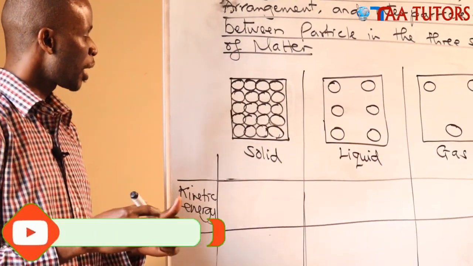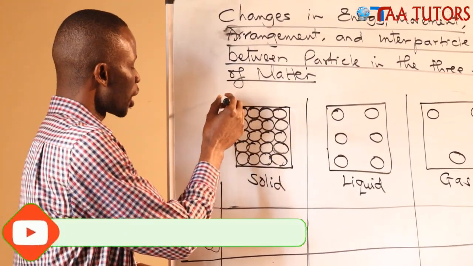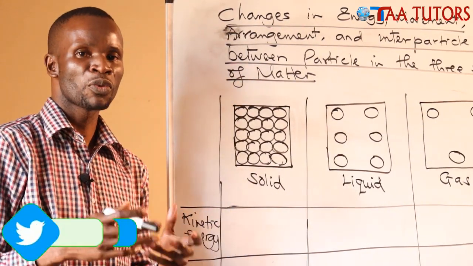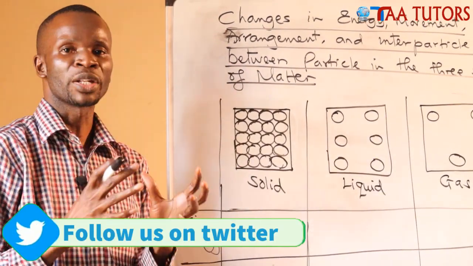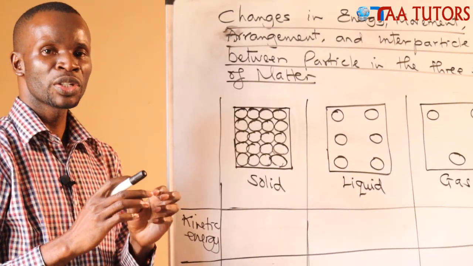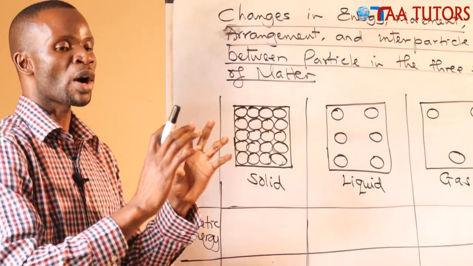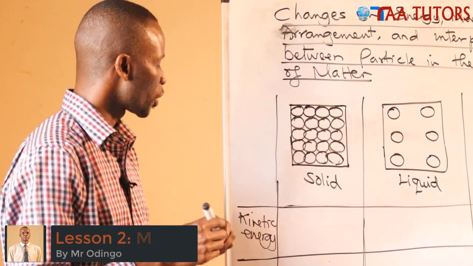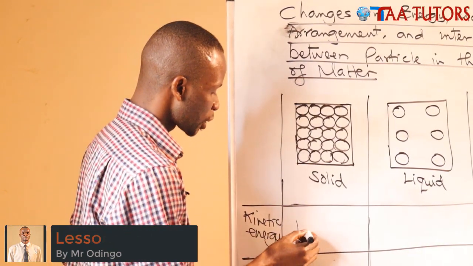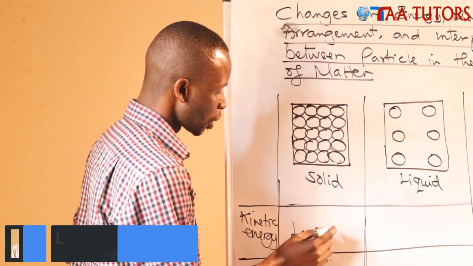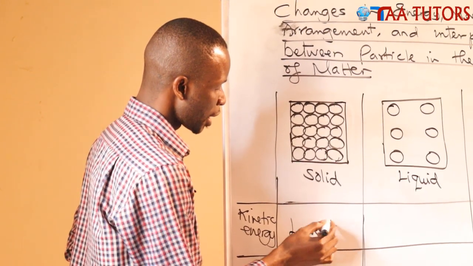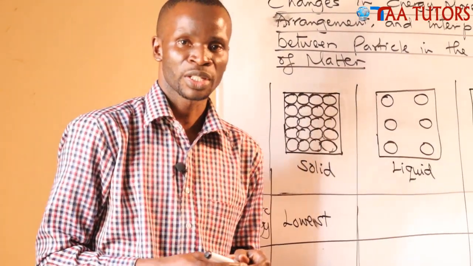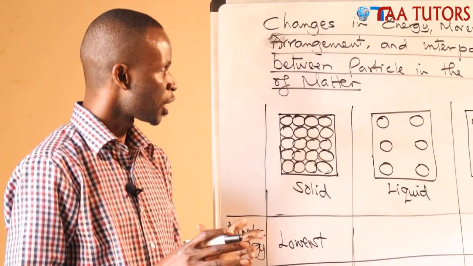And when I come here, in the previous lesson, I tried to illustrate to you the type of movement that we have in solid state. And we said that the particles here vibrate. So if they vibrate, it means they don't have that much power, that much energy. The kinetic energy to make them move a lot is not there. So we say that this one has the lowest kinetic energy in solid state. They have the lowest kinetic energy.